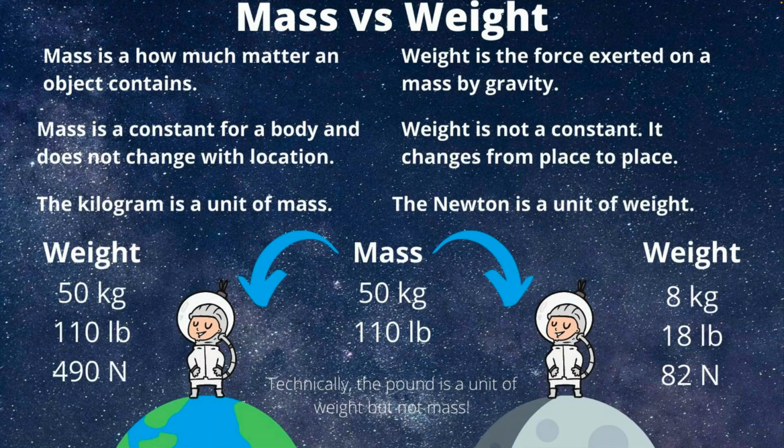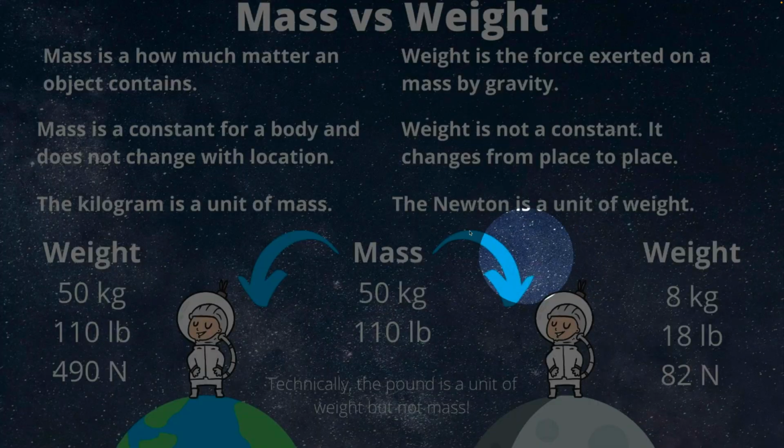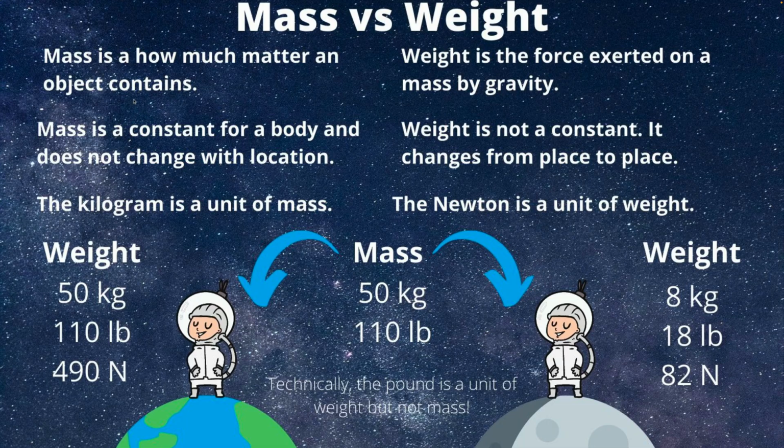Mass versus weight. Mass is how much matter an object contains. It's a constant for a body and does not change with location. The kilogram is a unit of mass. Weight is the force exerted on a mass by gravity. Weight is not a constant. It changes from place to place. The newton is a unit of weight. So technically the pound is a unit of weight, but not mass.